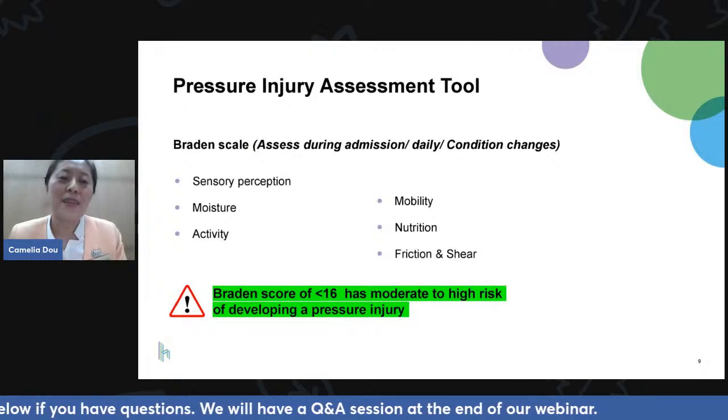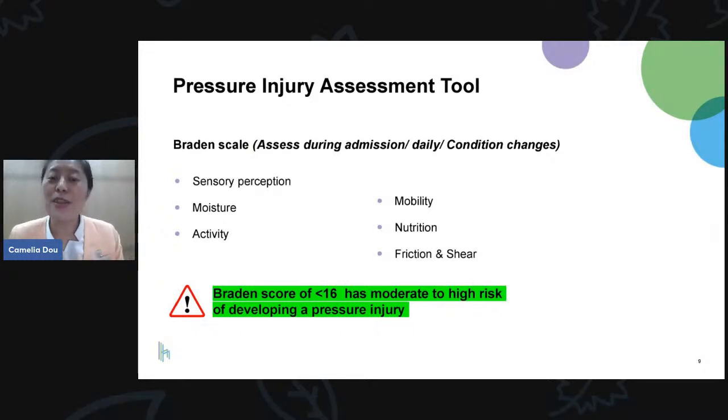Okay. So we all know about pressure injury, right? So, all the risk factors. How does the assessment help us to detect? It means to do a risk assessment. Which group of people is at risk? So we can prevent it from happening, right?